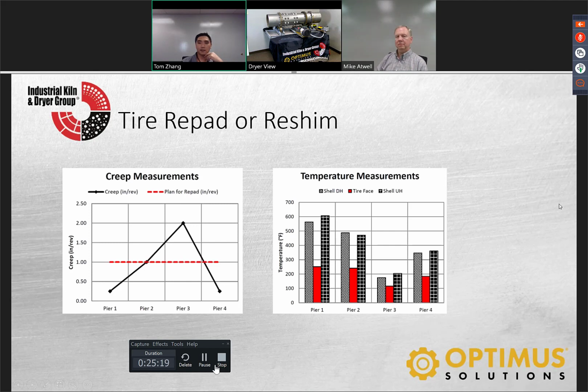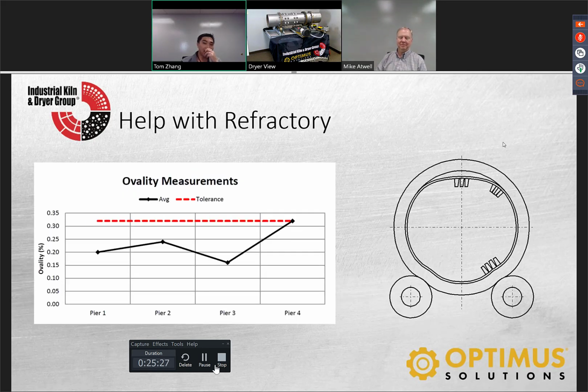Any comments you want to make on pads, Mike? No. Okay. Okay, so ovality. So ovality is a measure where you're ultimately measuring the curvature and the deformation of the shell locally as it rotates around the system.